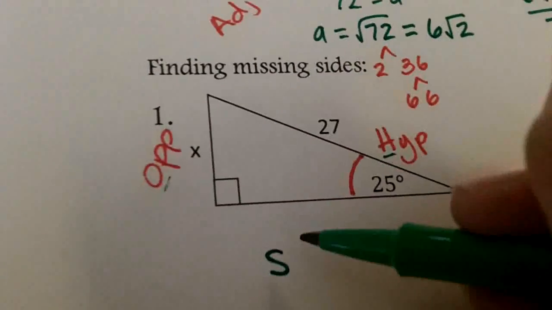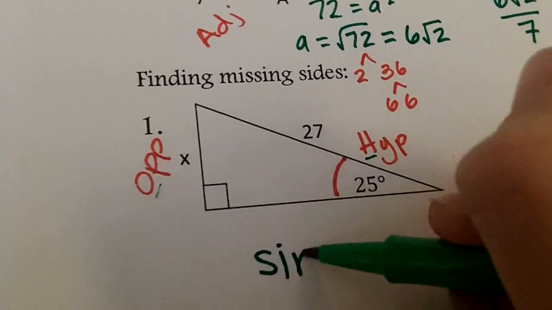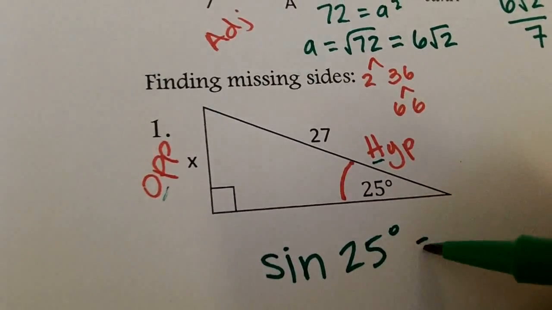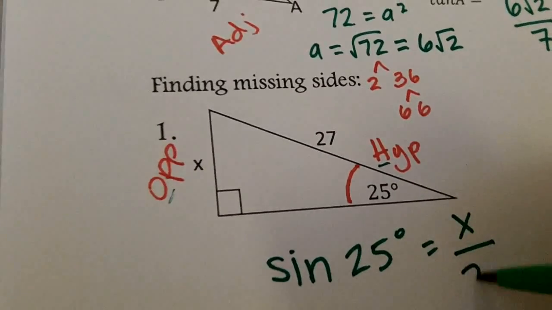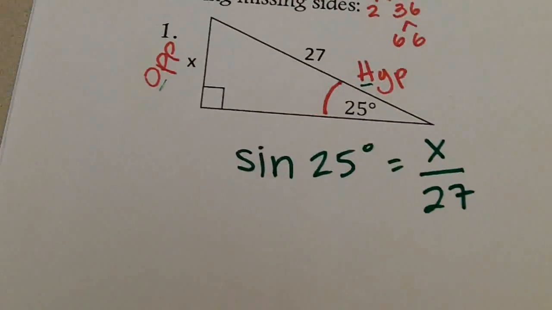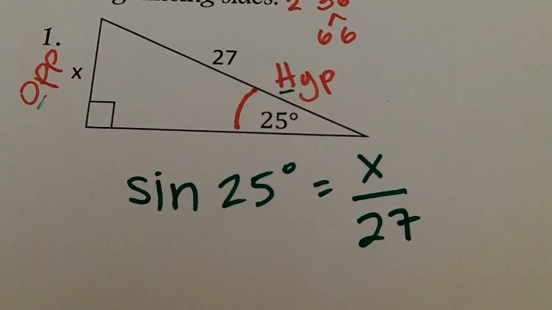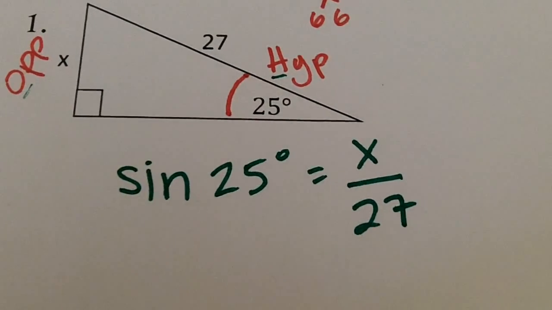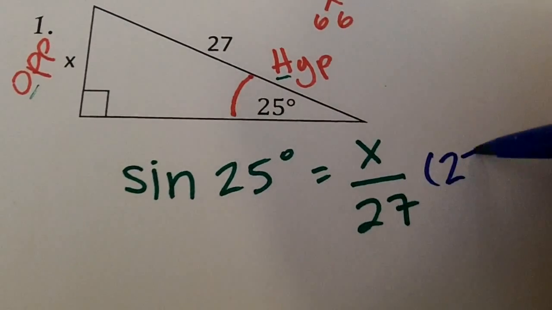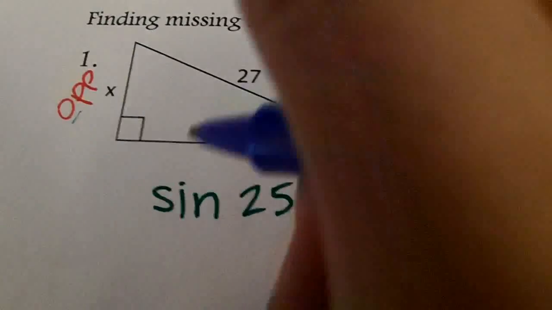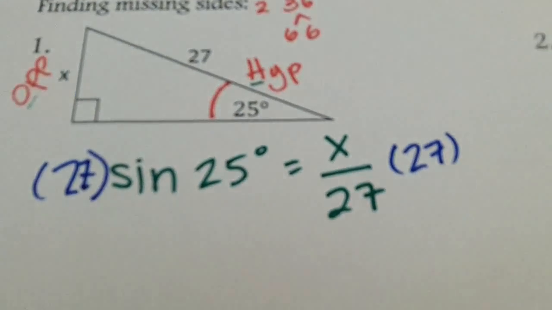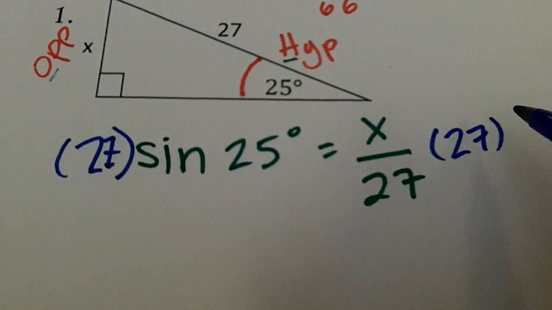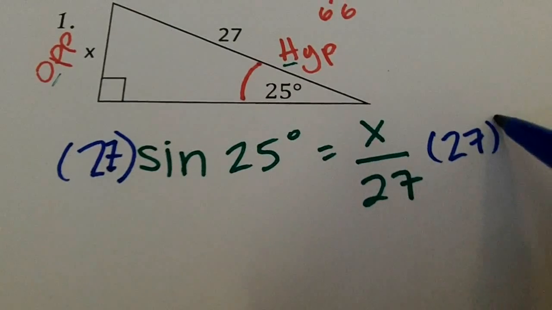So the sine of 25 degrees equals x over 27. To solve this equation, you simply multiply both sides by 27. That will cancel the 27s on the right-hand side.